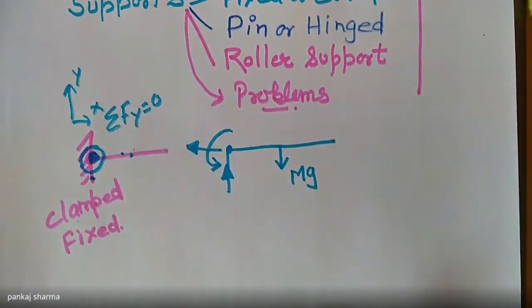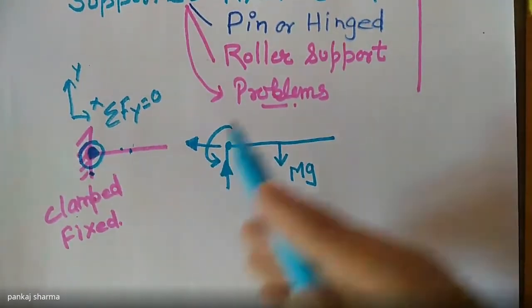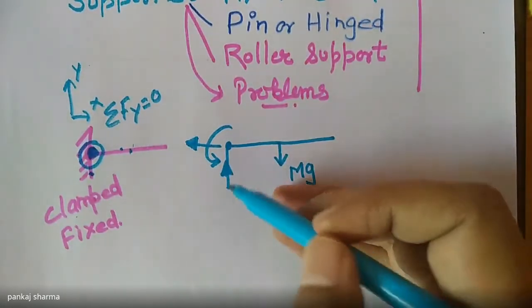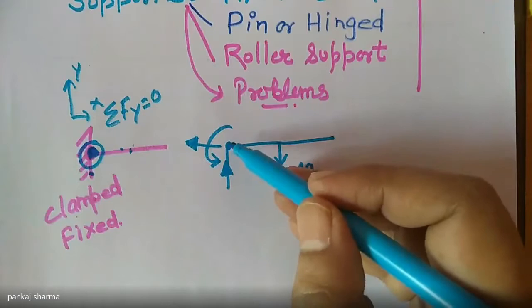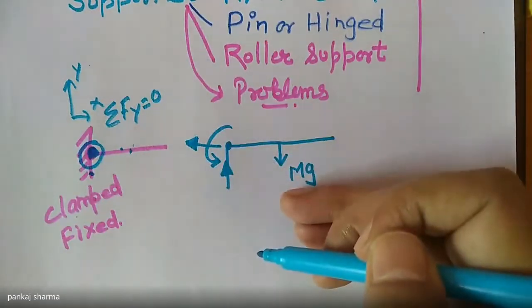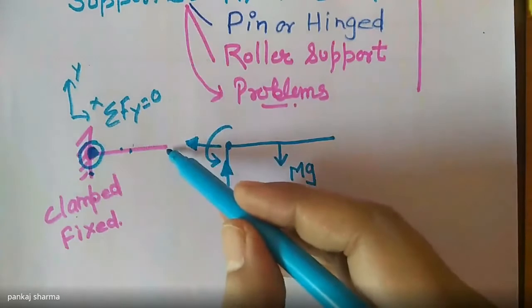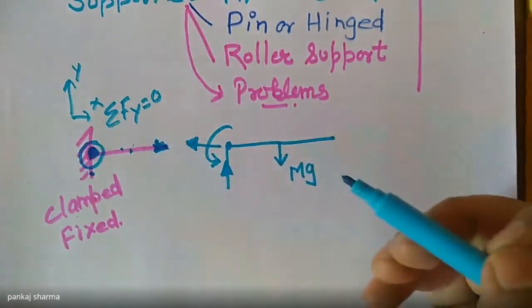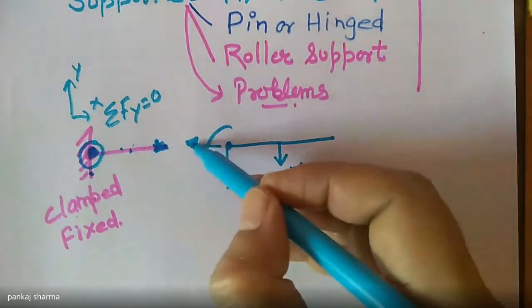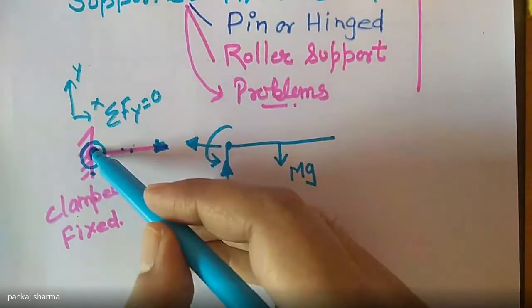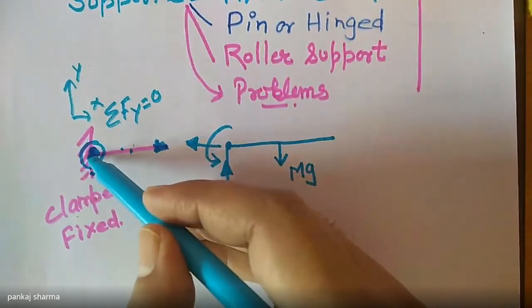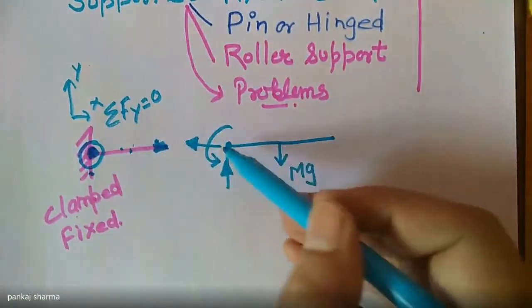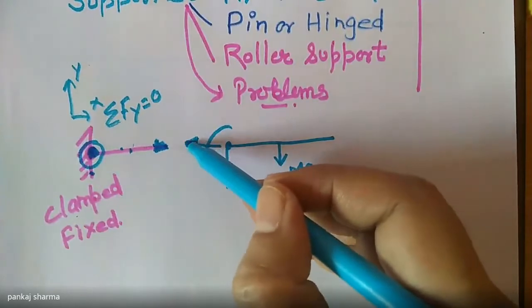Fy is equal to 0 must be satisfied. So how can it be satisfied? The weight of the beam is acting downward, so the reaction must be upward. I am again emphasizing this: the direction of reaction can always be assumed. Suppose this rod is also subjected to an axial force in this direction. This clamp support does not allow any translation, so there must be a horizontal reaction.